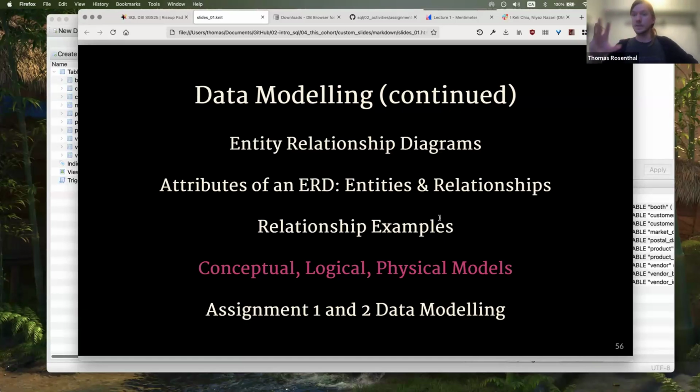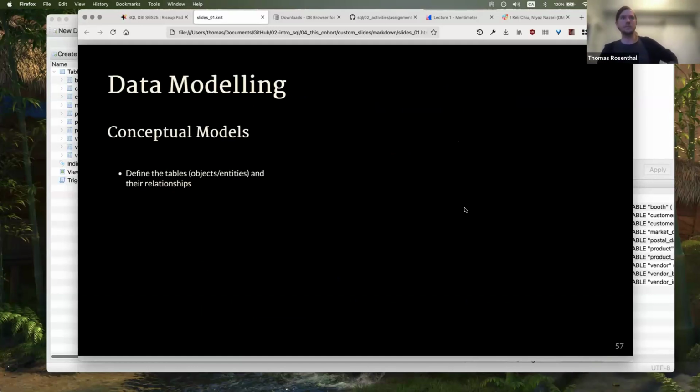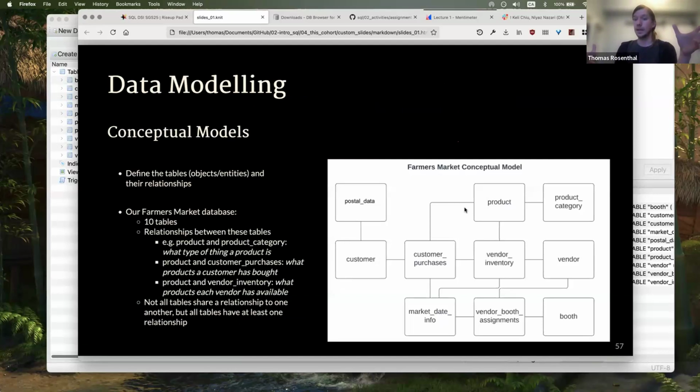Let's talk about the three different types of models here: conceptual, logical, and physical models. Conceptual models, what do they do? They define the tables, the objects, the entities, and their relationships. When we talk about our farmers market, I'm going to familiarize you with it. We have 10 tables, and we have relationships between these tables.